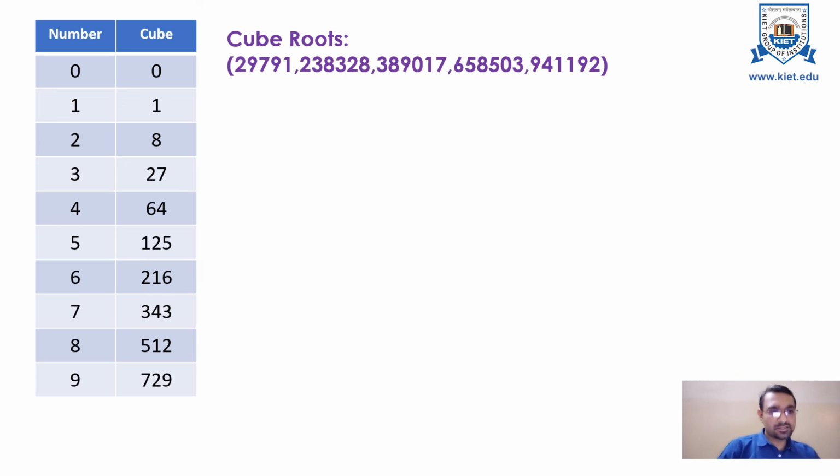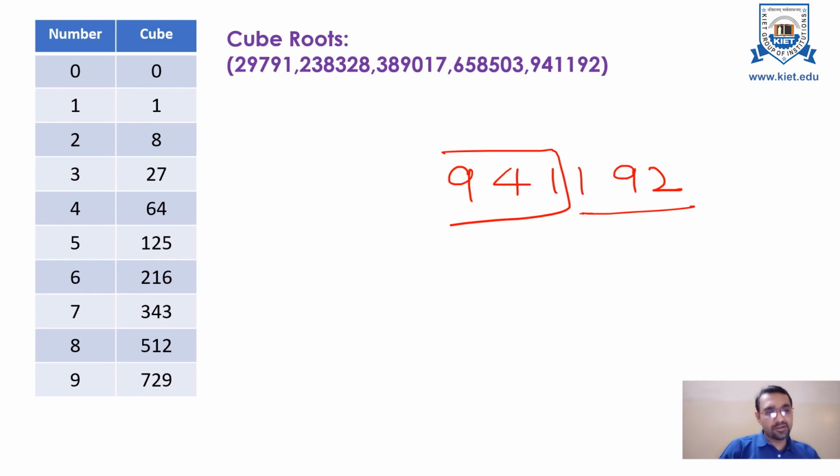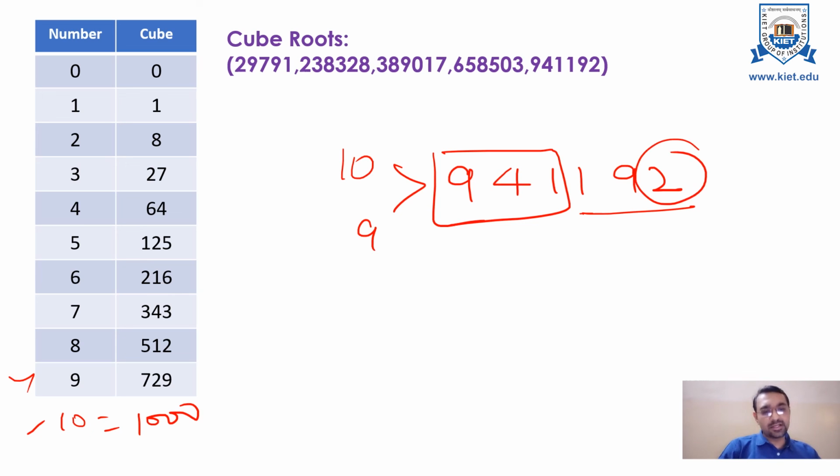One last, you have to find the cube root of 941192. Again, this is a perfect cube. Just leave the last three digits, you will get 941. 941 lies between the cube of 9 and 10. If you observe the unit digit, you will get a 2 from the cube of 8. So the number lies between 90 and 100 and its unit digit is 2, so that number could be 98. So the cube root of this number is 98.